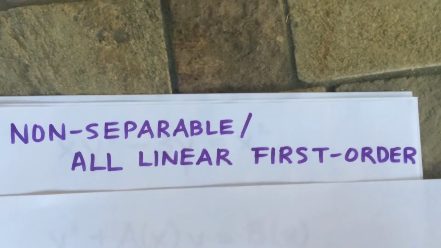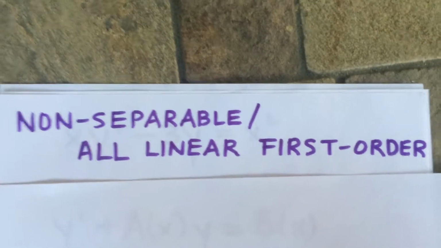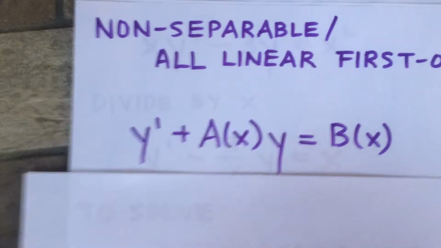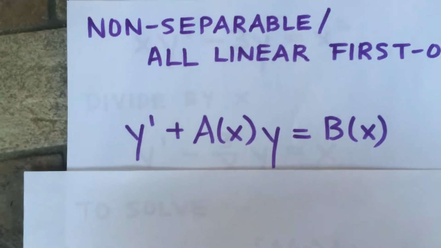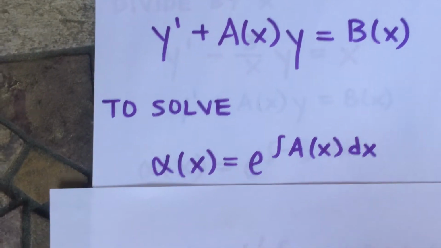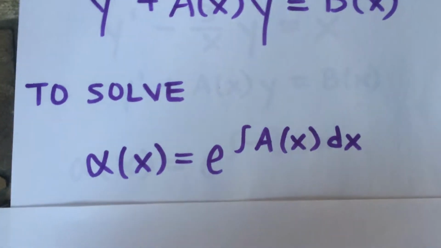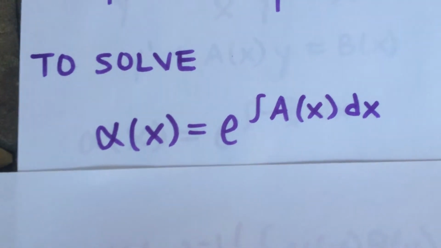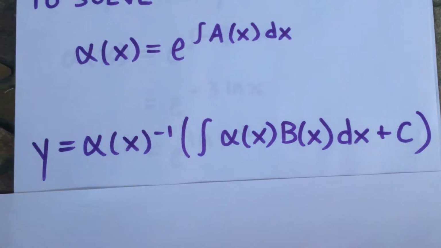What if our equation is not separable? Well, there is also a method to find the solution for all linear first-order equations. To do this, we need our equation to be in the form y prime plus a function of x times y equals another function. To solve, we find alpha of x, which is equal to e to the integral of a(x) dx, and we use that in an equation to find y, the solution.